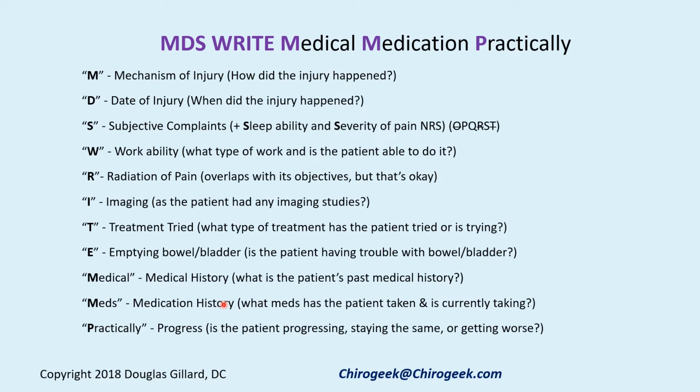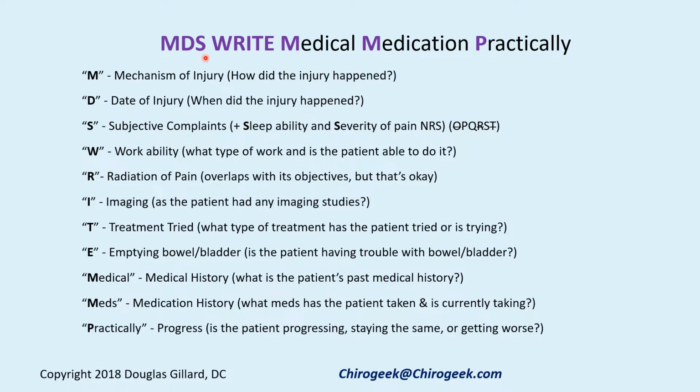All right? So there's the history. A little more deep about history. I used to teach this when I taught that class of an algorithm to make sure you get a world-class history. The acronym, or the way to remember it, is MD's right. Medical medication practically, where M stands for you've got to make sure you ask the patient the mechanism of injury. How did this happen? Then the D is for the date of injury. Did it happen yesterday or 5 years ago? All of this makes a difference and affects the diagnosis.